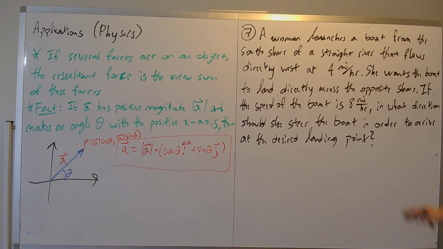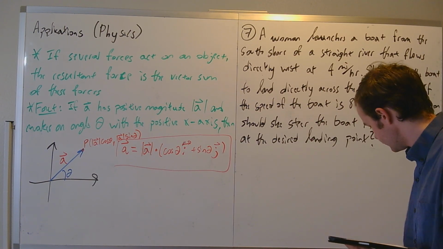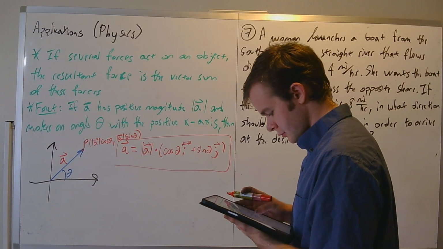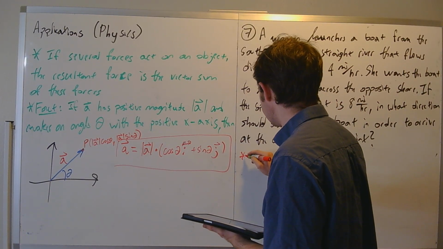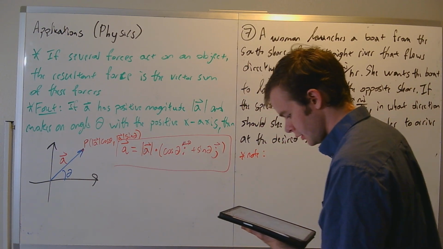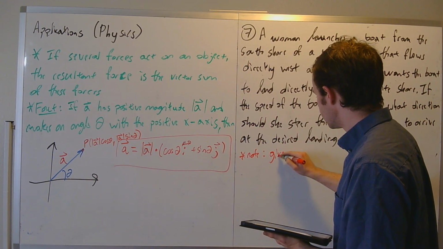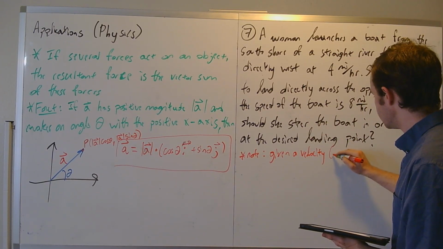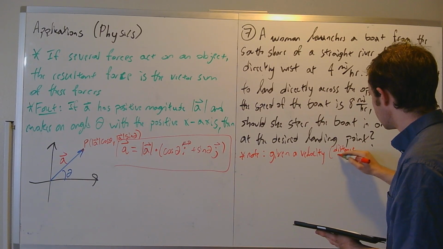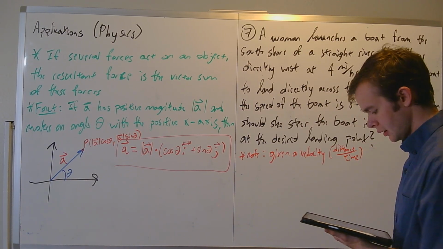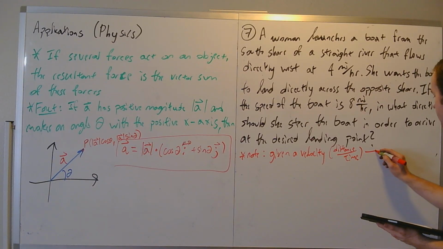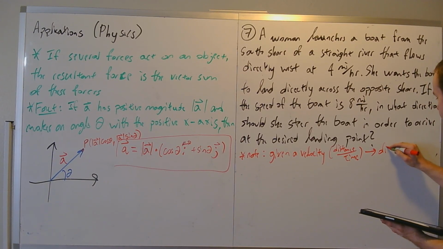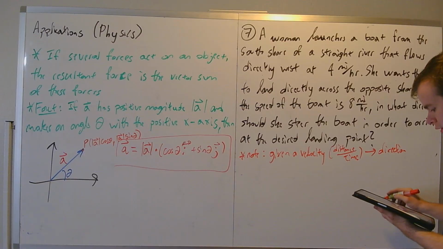Okay, so this is our setup here. And we want to try to solve this problem. So let's say, well, we're given a velocity, which is going to be in distance per time. And it has two parts. It has both direction and magnitude.